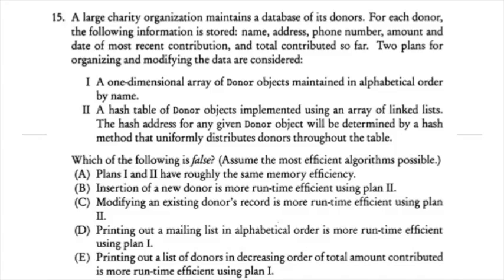Choice C: modifying an existing donor's record is more runtime efficient using plan 2. Why is that? Again, it's because of the hash function. Choice D: printing out a mailing list in alphabetical order is more runtime efficient using plan 1. Of course, because that's the basic property specified for plan 1.